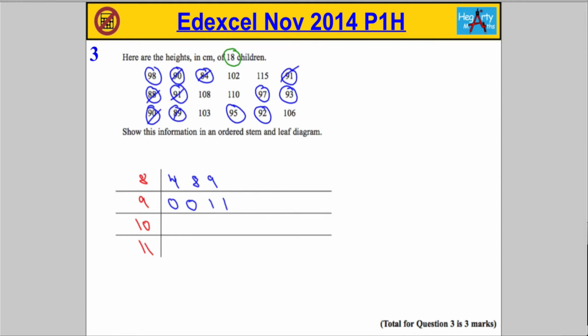1 and 1. We've got a 92 and a 93. Let's get those guys in. 92 and 93. We've got a 95, 97 and 98. So crossing them off and putting them in. 95, 97 and 98. Now we're into the hundreds.